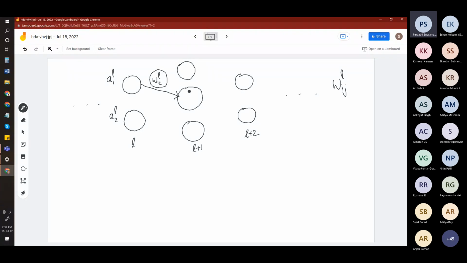So now our aim is to tune this weight, the parameter which we need to calculate. If suppose C was our cost function, we are interested in calculating ∂C/∂W1,2. So why are we doing this?